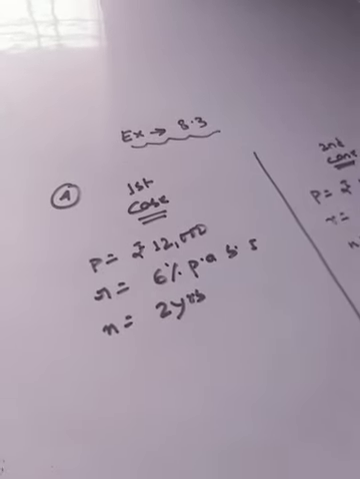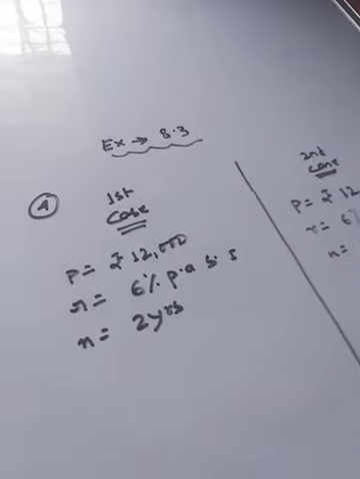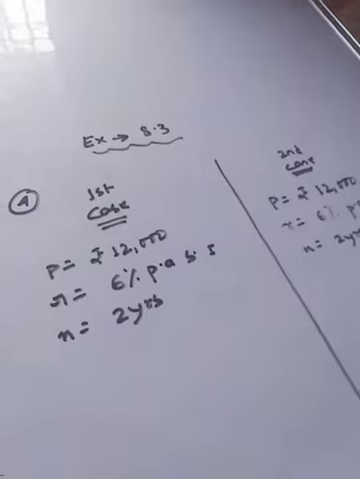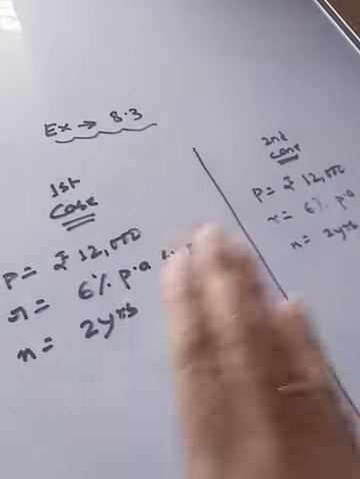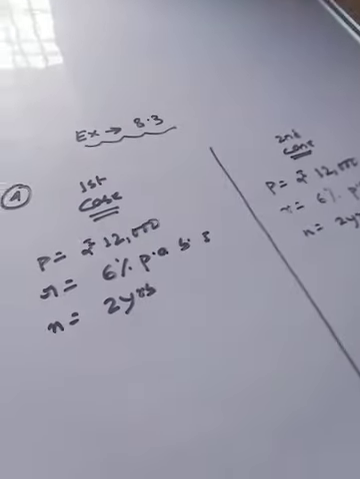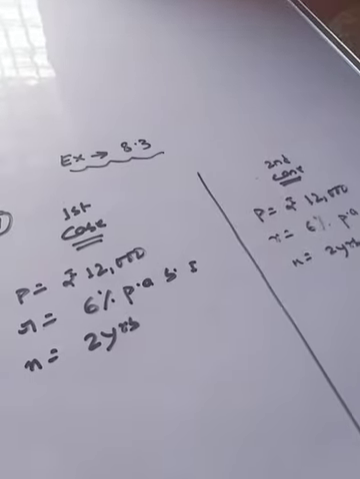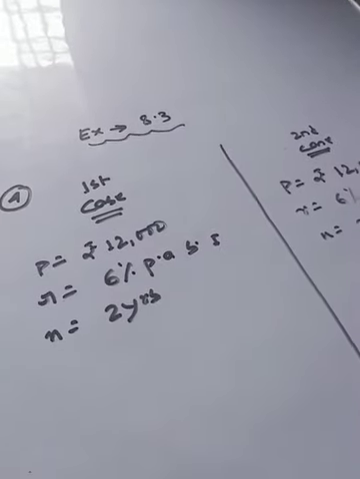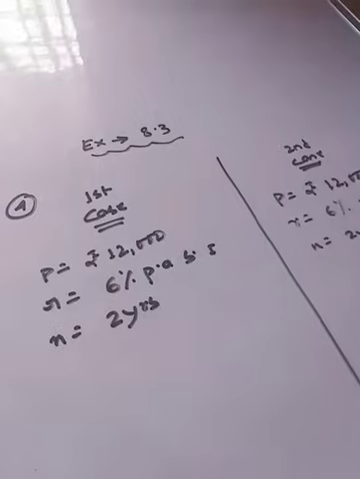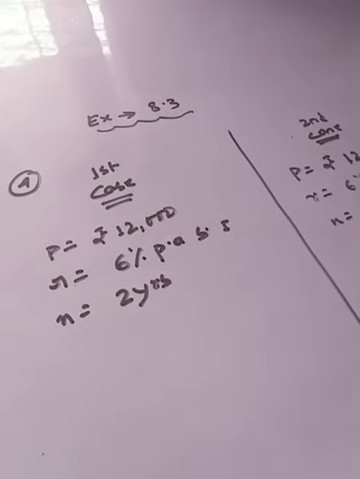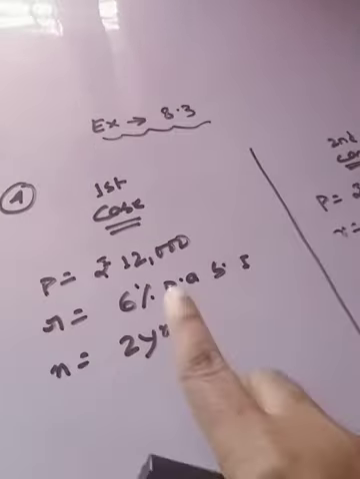Students, today we will understand question number 4 and 5 of exercise 8.3. Now, according to question number 4, there are two cases given. I'm just reading out the question. I borrowed rupees 12,000 from Jamshed at 6% per annum simple interest.